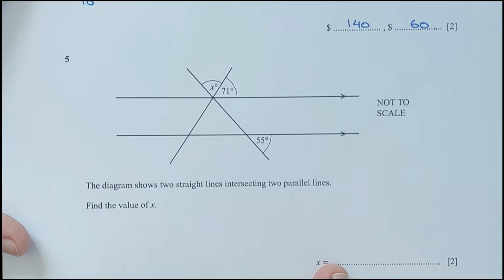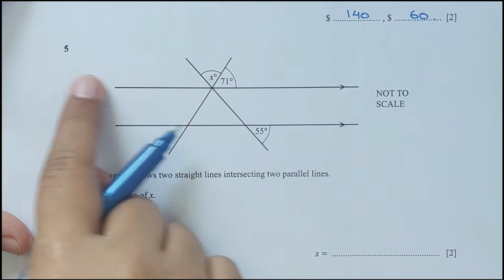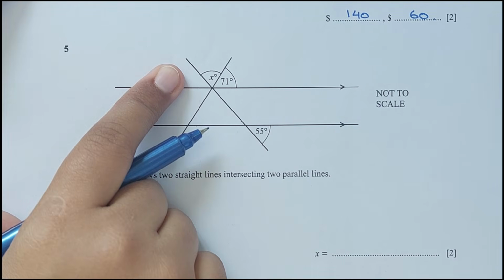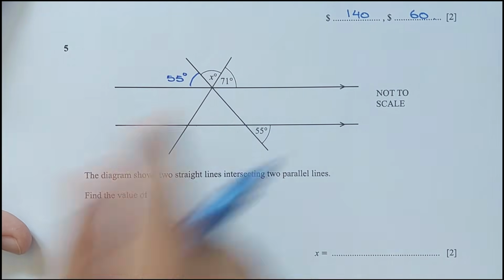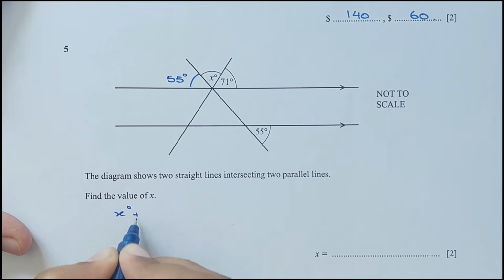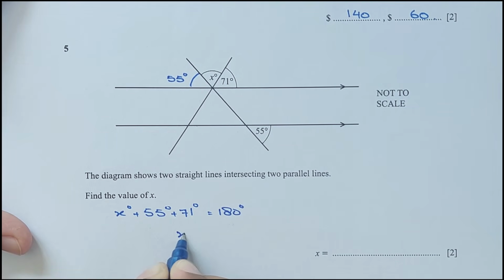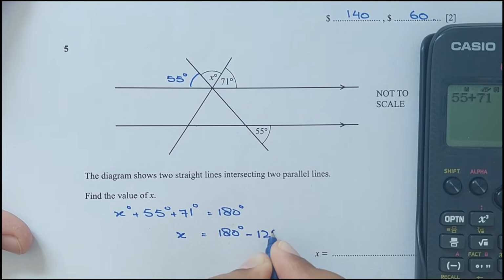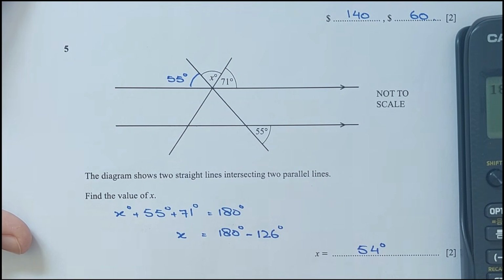Okay. Question number 5, the diagram shows two straight lines intersecting two parallel lines. Find the value of x. This angle is 55 and this angle is also 55. They are alternate angles. And the angles on a straight line add up to 180 degrees. So x plus 55 plus 71 is 180. So x is 180 minus 126, which is 54. So x is 54 degrees.